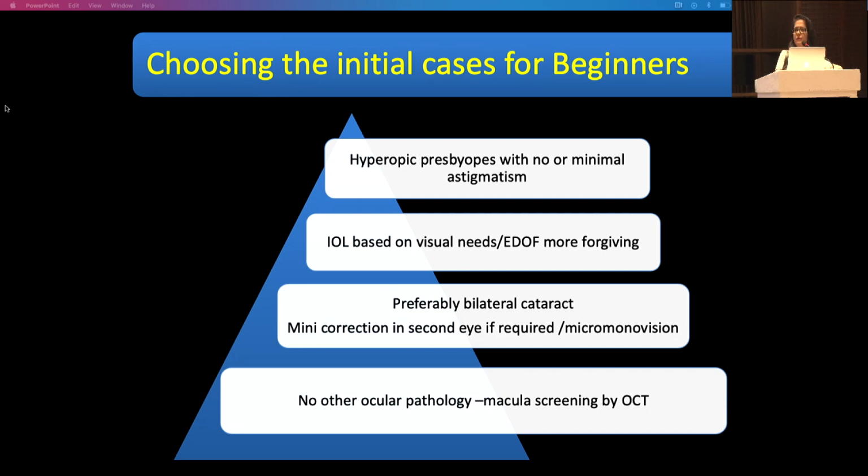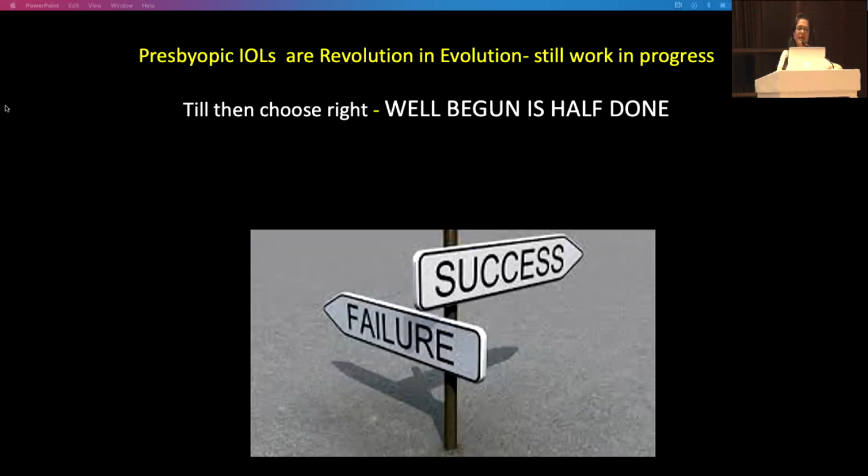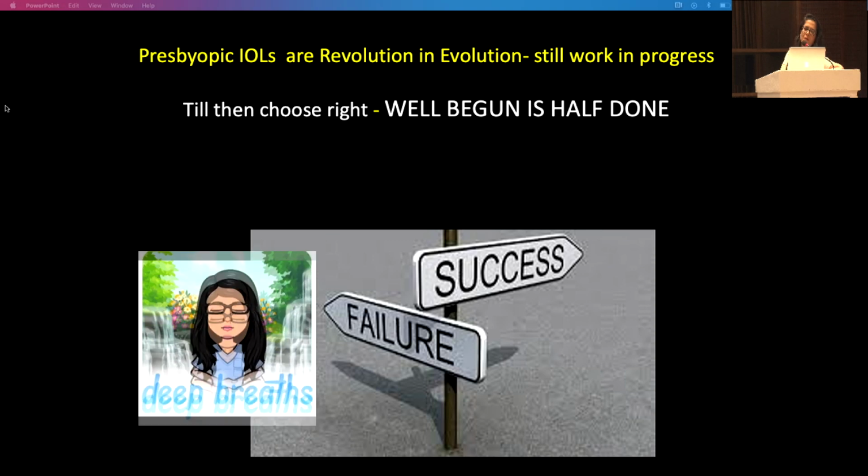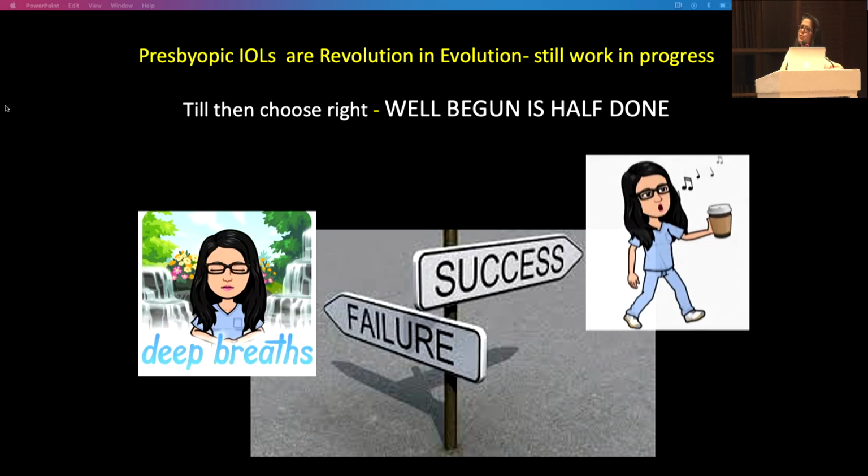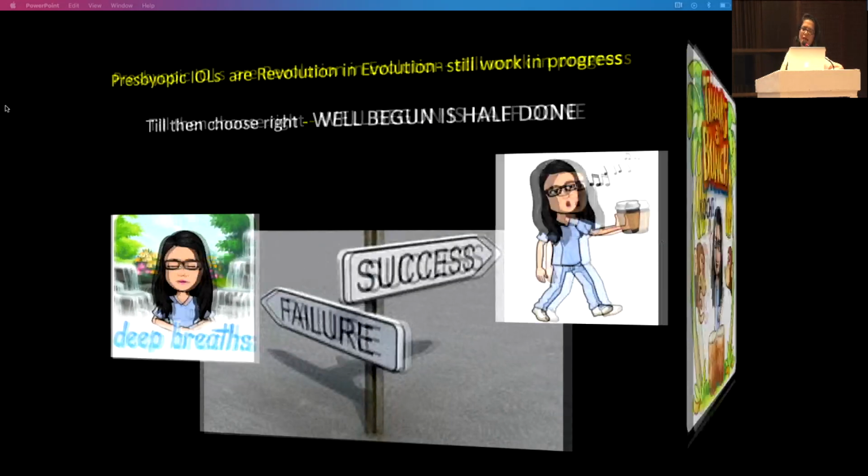And do not burn your fingers by missing out something on the OCT or something on the corneal topography. You may have chosen the best of lens, done the best of surgery, but you will have an unhappy 6/6 N6 because you've missed out a comorbidity. So with that, I will invite the other speakers. The presbyopic IOLs are still a work in progress, so they'll keep getting better and better. It's a journey, but we just have to be careful about how we plan things.